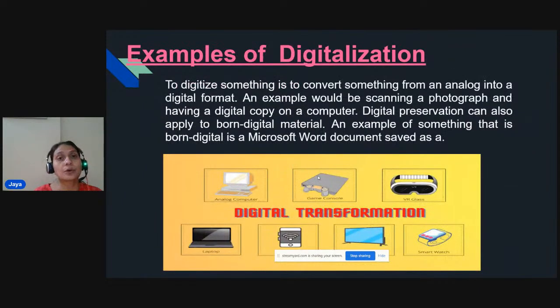The next slide comprises the examples of digitalization. If you ask about examples of digitalization, nowadays people don't carry hard copies with them. They can just convert them into a PDF file, or scan them and keep them in their email ID or anywhere online, and they can access them when they require.